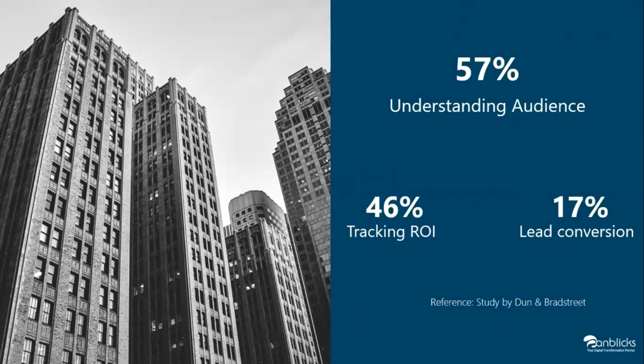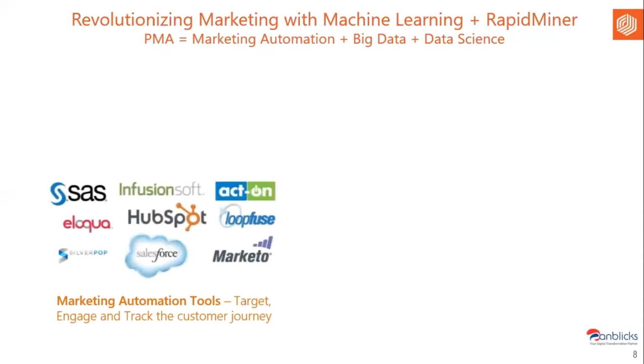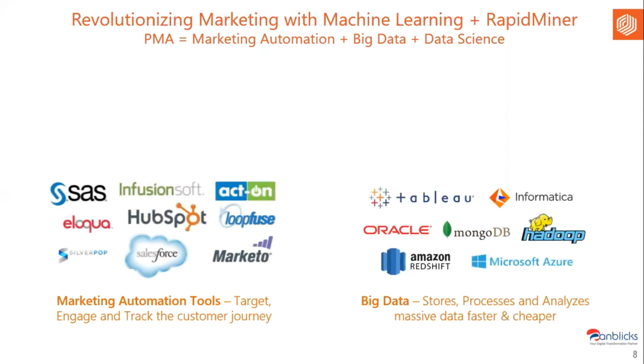Of the teams who participated, 57% say that they are not able to understand their audience. 46% are not able to track the ROI, and after all the marketing efforts, they say just 17% of their leads convert. Right now, there are so many popular marketing automation tools in the market, but still they are not able to fully understand their customer or even track ROI. As a result, a lot of data is gathering around, for which we need big data tools.